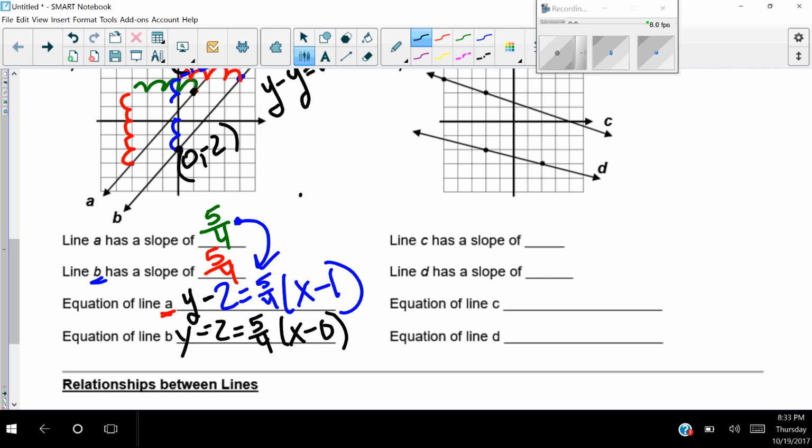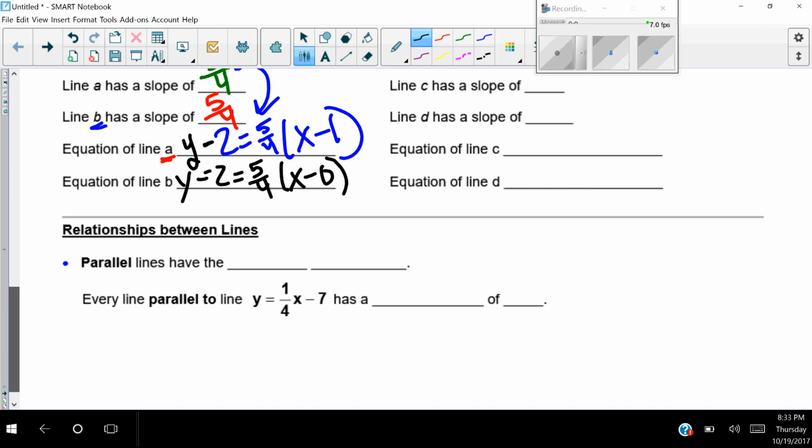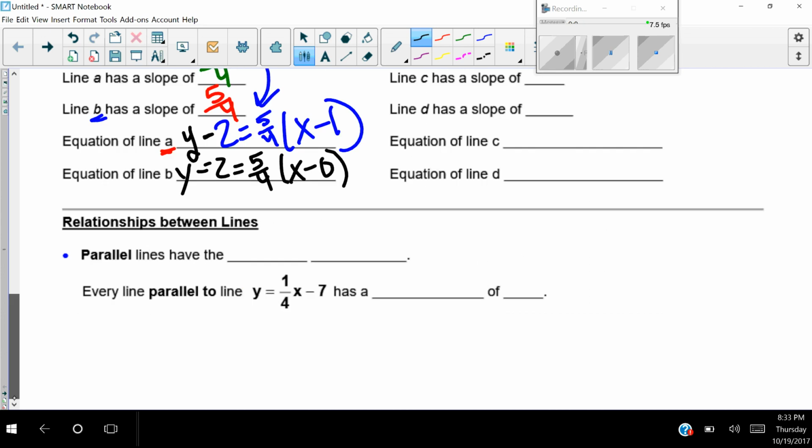I want you guys to try the next one, and I don't want you to guess, okay? I want you to really try to find the slope. Use your rise over run. Okay, the relationship between lines, when they're parallel, your slope is going to be equal, or you have the same slope. So that's what we're going to say. Parallel lines have the same slope.